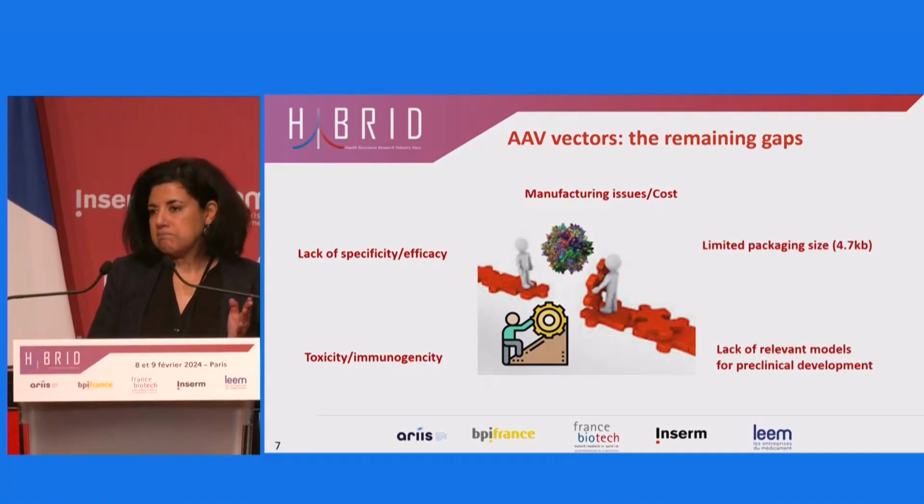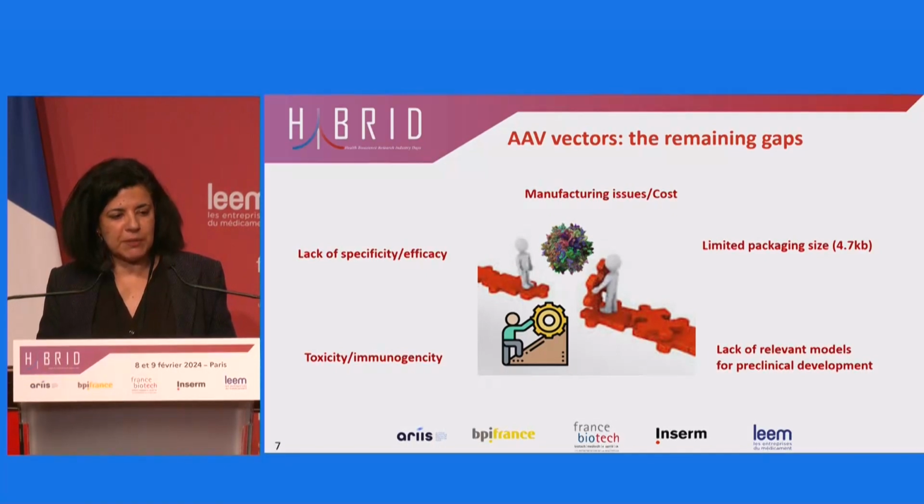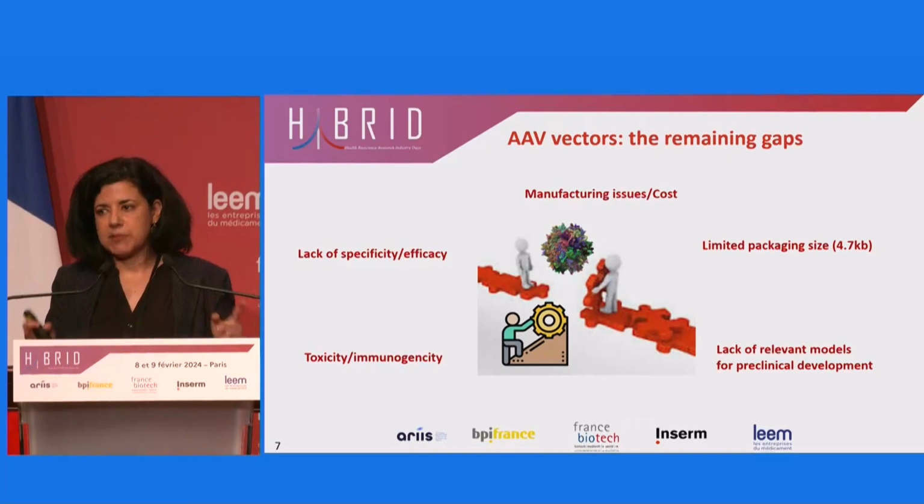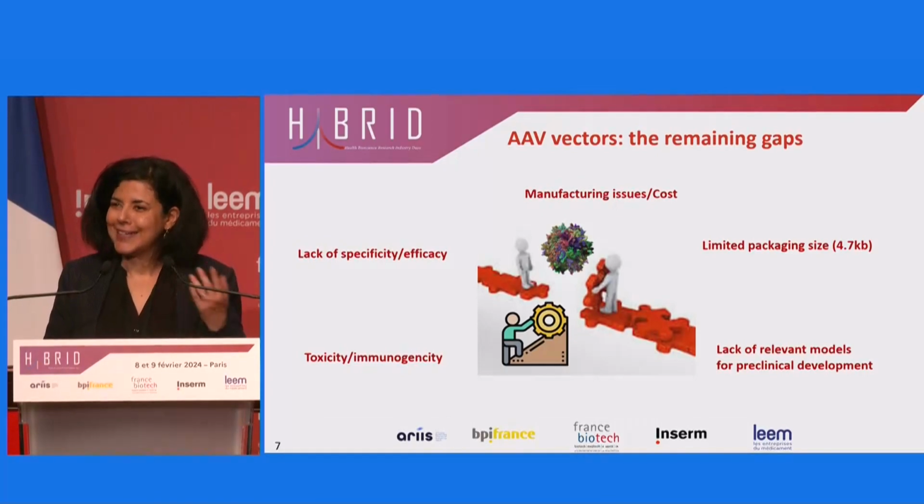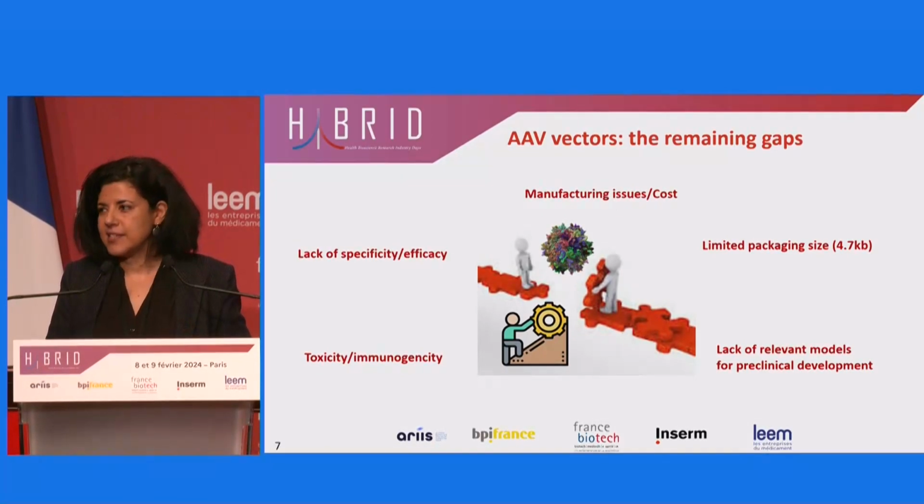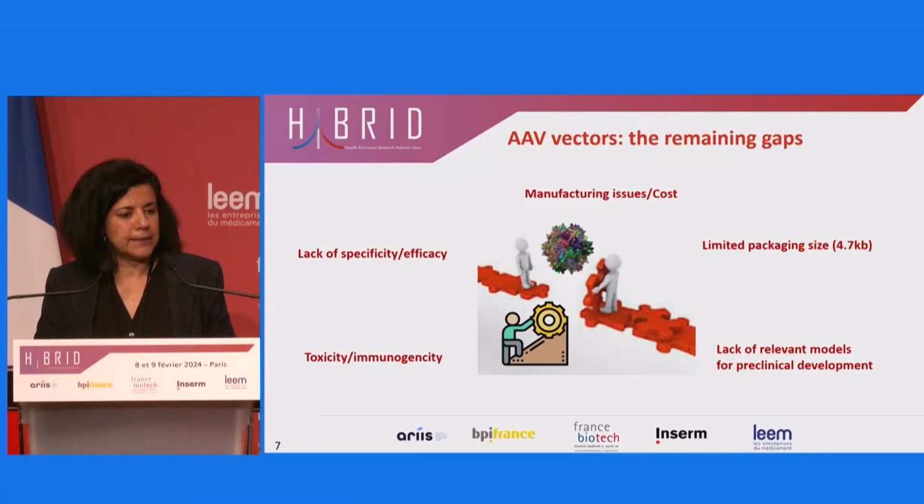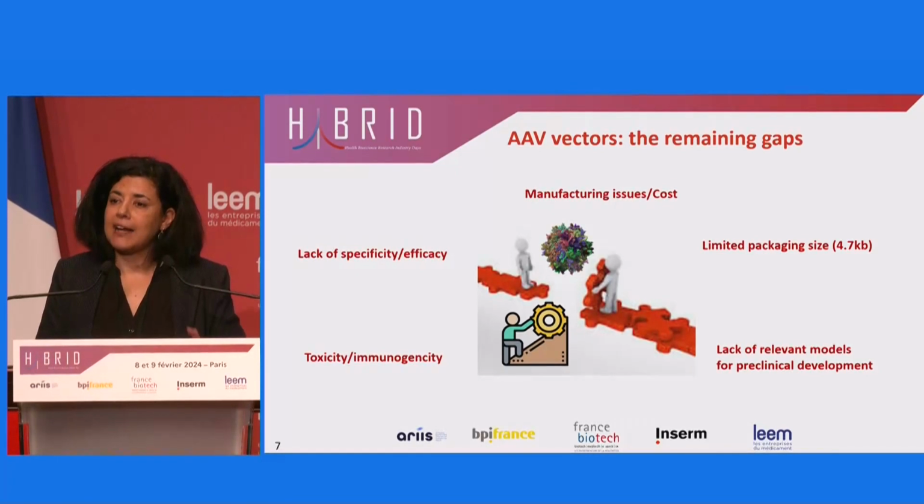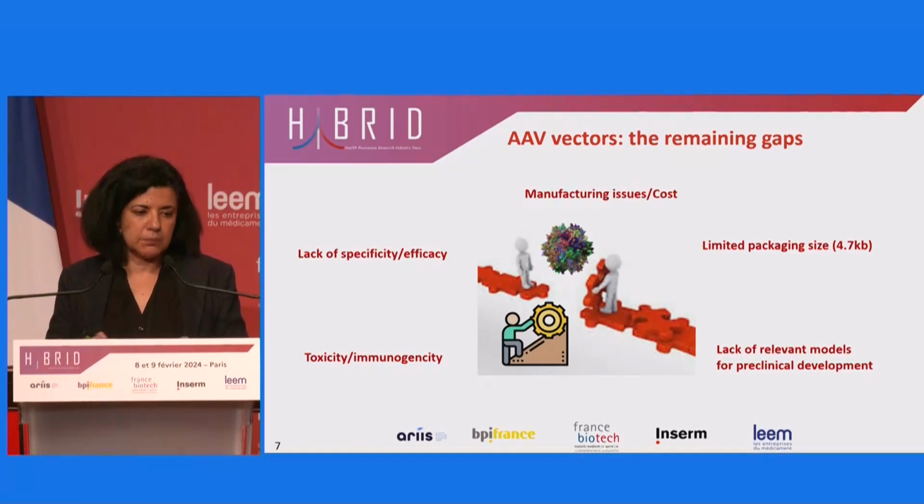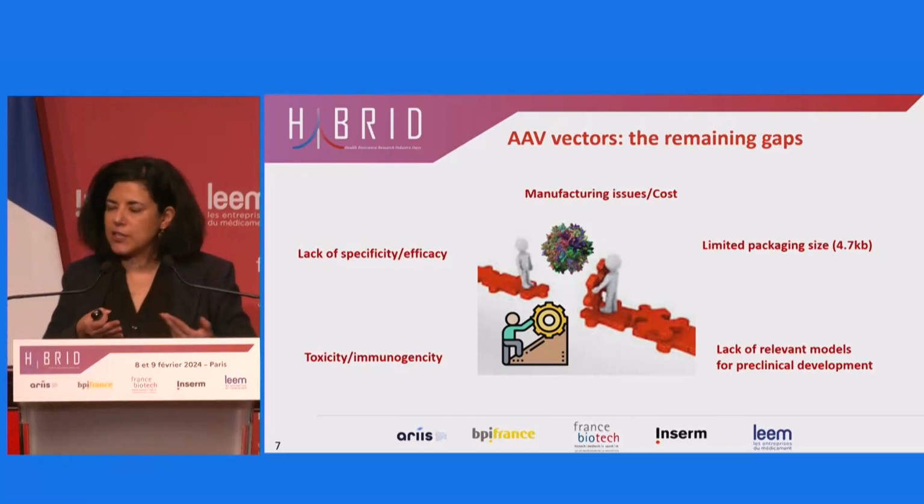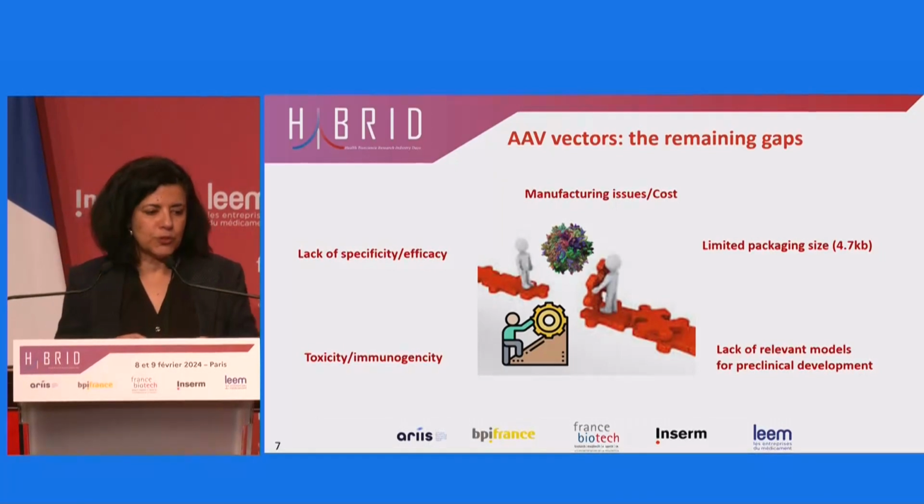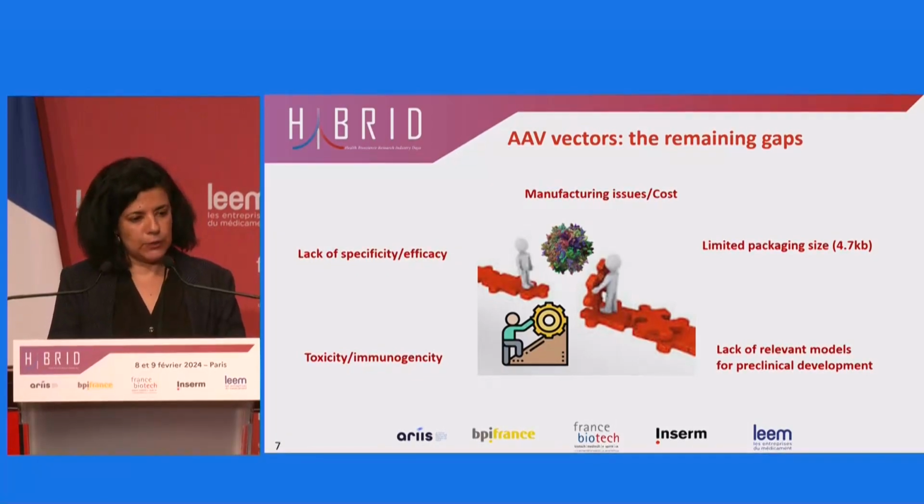And there are two other major limitations. One is the limit of the encapsulation size I mentioned earlier, which means we also have to figure out how we can treat diseases where large genes, larger than this size, are affected or are the targets. The other is that the animal models we have used so far, mice and non-human primates, have not always predicted what happens in patients. So we really need to continue developing new models of disease and new models for vector screening and evaluation.